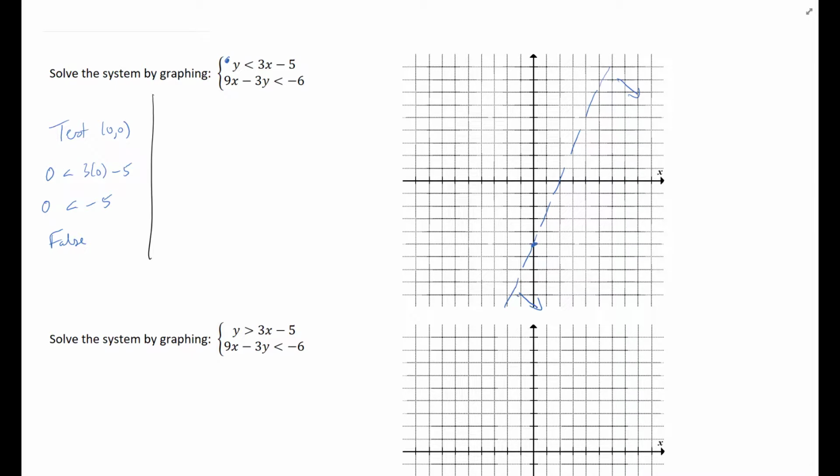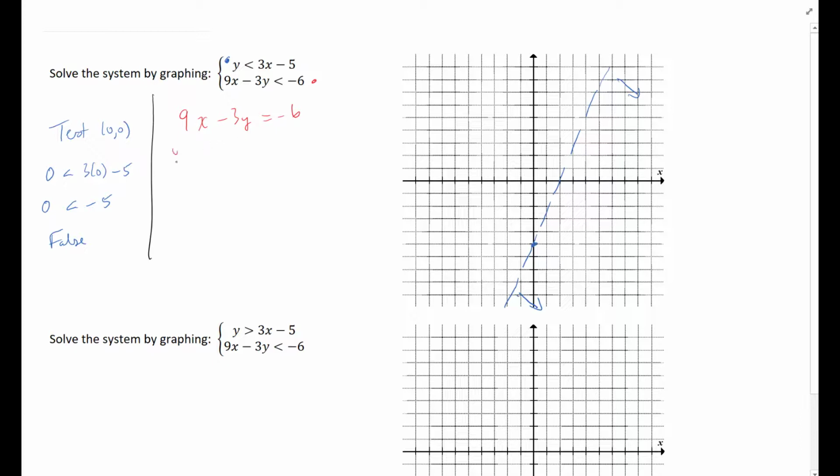Now let's focus on the second inequality. We have 9x minus 3y is less than negative 6. I'll work in red for this inequality. And let's use intercepts for this one. So let's think of 9x minus 3y equals negative 6 for a moment.